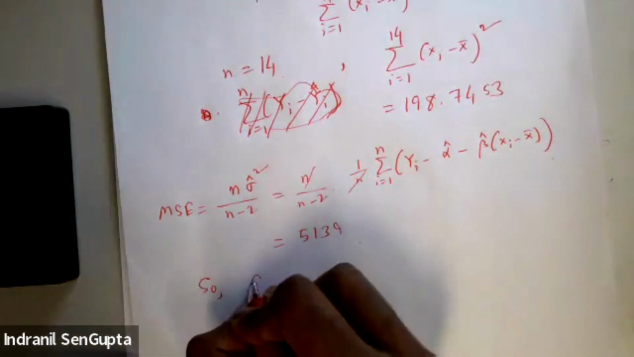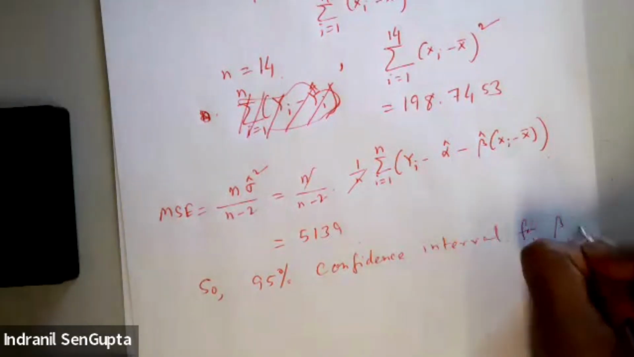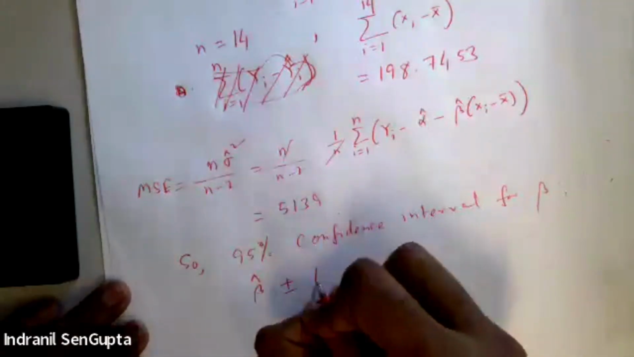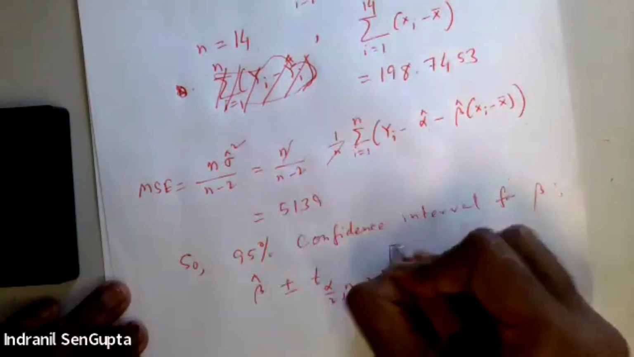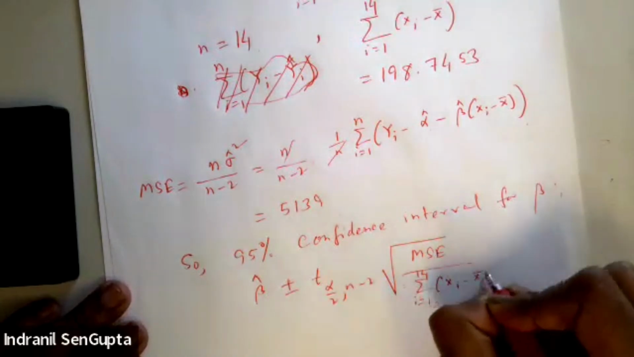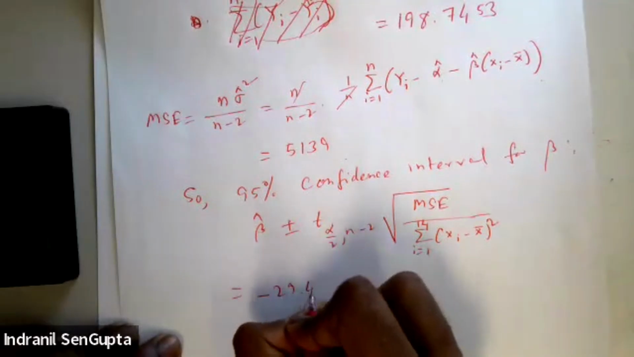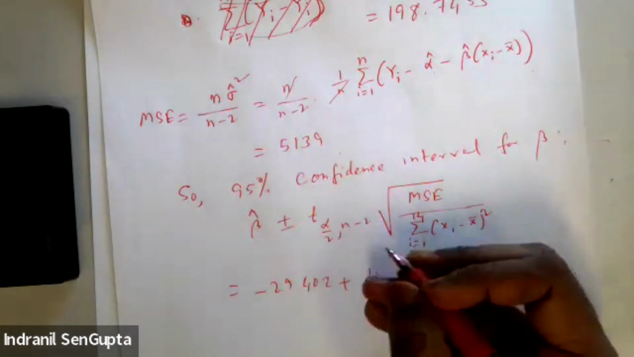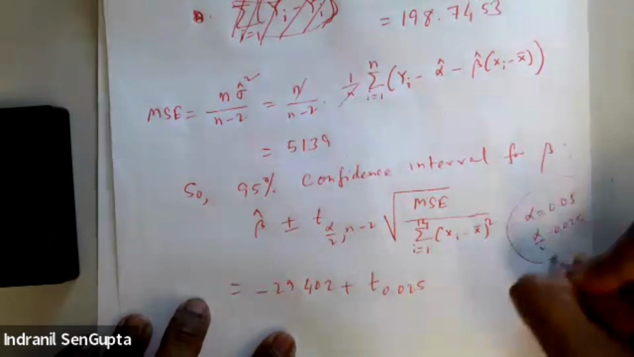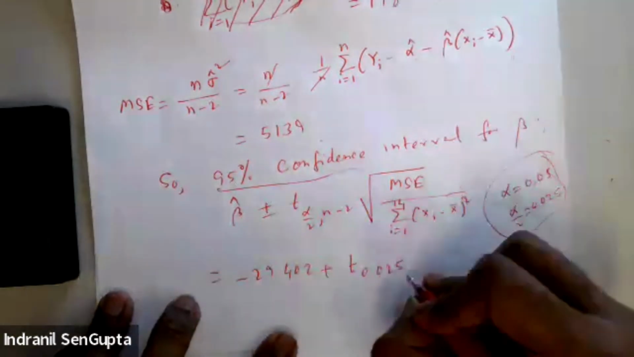a 95% confidence interval for beta is given by beta hat. So we have written it last time. It's beta hat plus or minus t of alpha over 2, n minus 2, square root of MSE over summation i from 1 to 14 in this case, xi minus x bar squared, right? Which is really minus 29.402 plus t of 0.025. So alpha is really 0.05. So alpha over 2 is 0.025. 95% confidence interval means alpha is 0.05, right? And this is going to be 12.